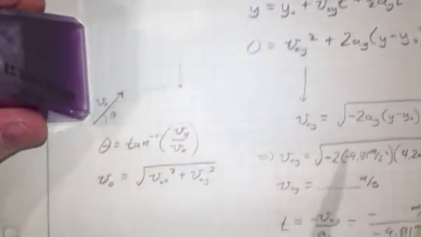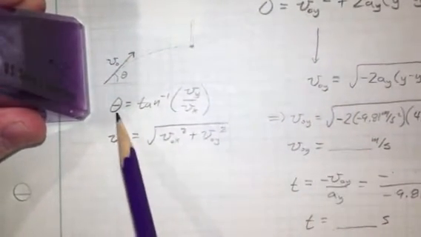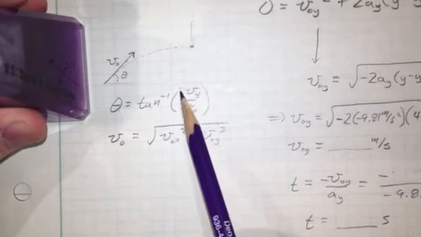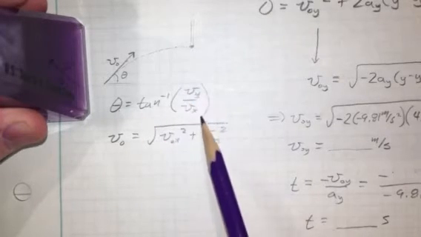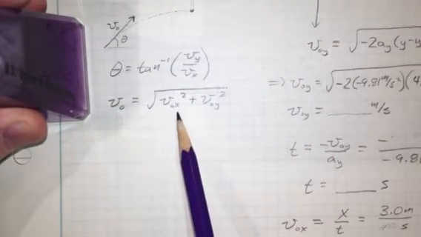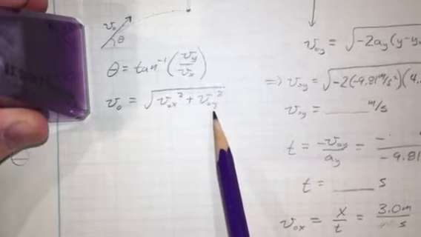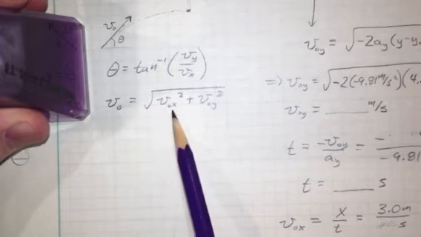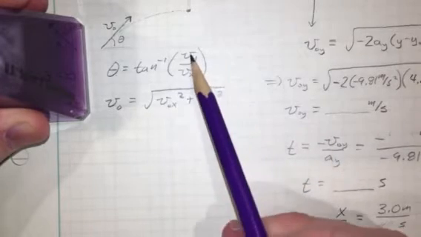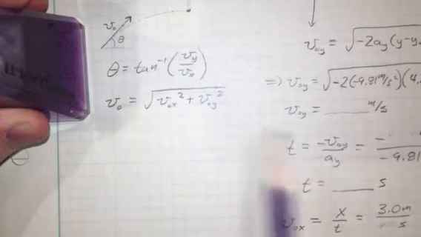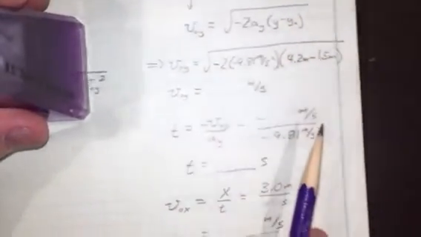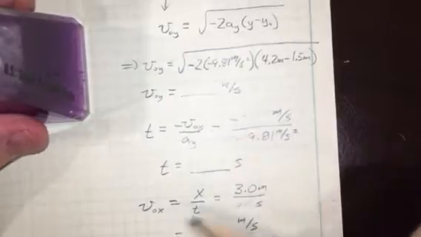All I really needed to do is to remember that the theta we're looking for is the inverse tangent of the y direction of the velocity over the x direction of the velocity, and that the magnitude I was looking for is the square root of v naught x squared plus v naught y squared. So if I could get those two things, then I could get the magnitude and direction. So I just decided to try to get those components and then use them.